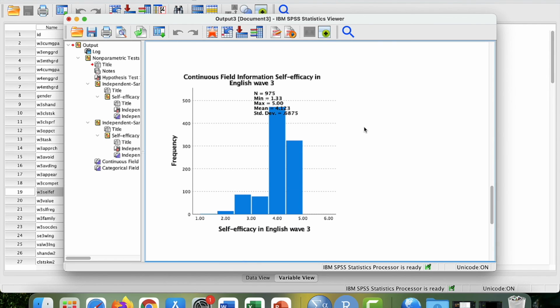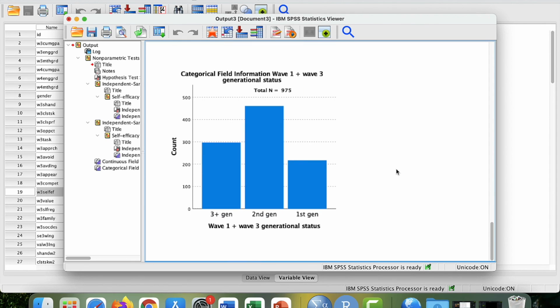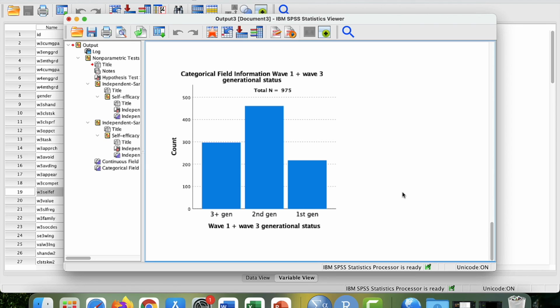And then what you get is a frequency distribution for the dependent variable across all cases combined. And you can see almost all the students scored 4 or 5 on the self-efficacy scale. And you got this negative skew down here with a few students at the lower end of the self-efficacy scale. And then this just shows you how many participants you have in each of the 3 groups. So that's it.